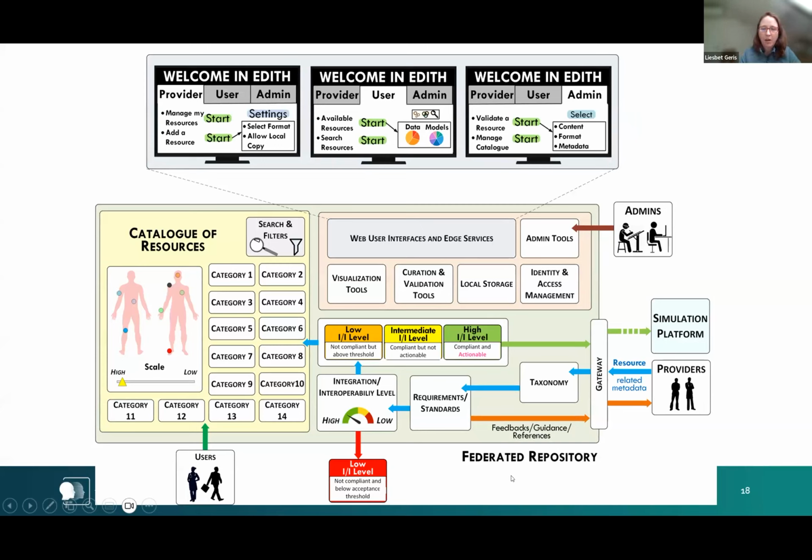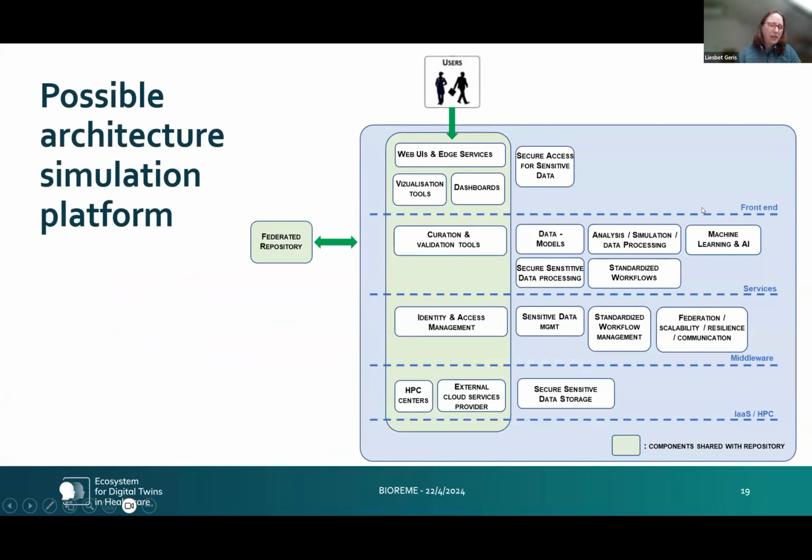And then there is in yellow the catalog part with the resources for the users. How can they access this? How can they find this? Then you see here in the dashed green line the link to the simulation platform, where we have a very high-level proof of concept implementation, just to show how it might work with very classical front-end services, middleware, and link to the infrastructure as a service and the HPC layers.